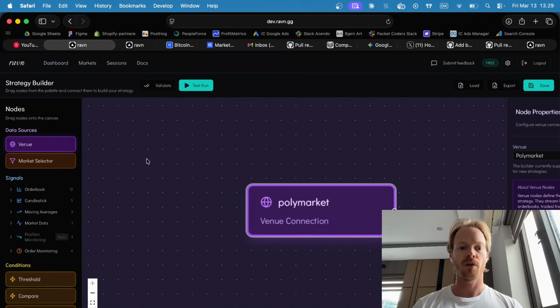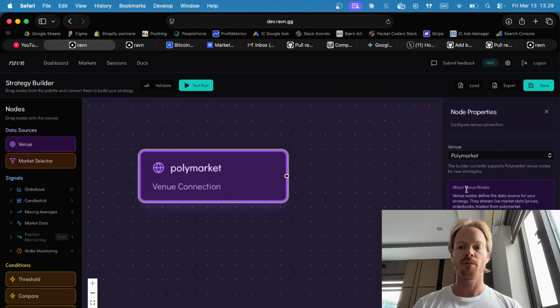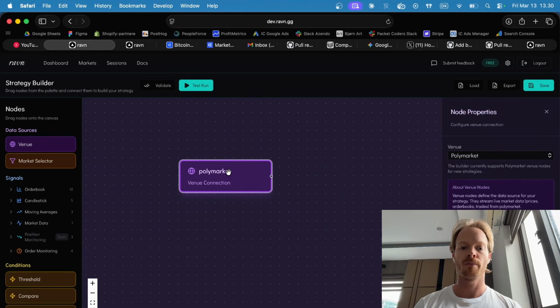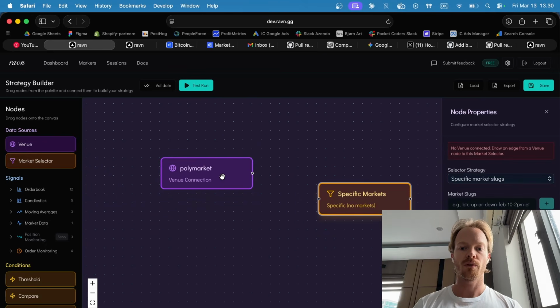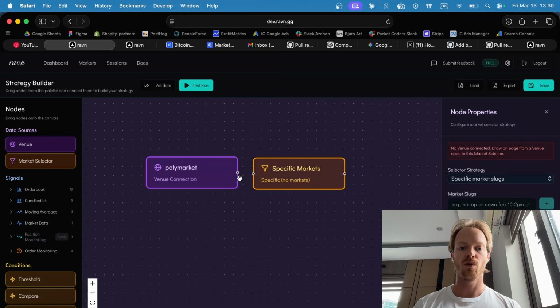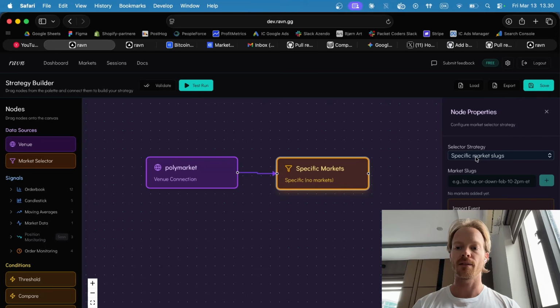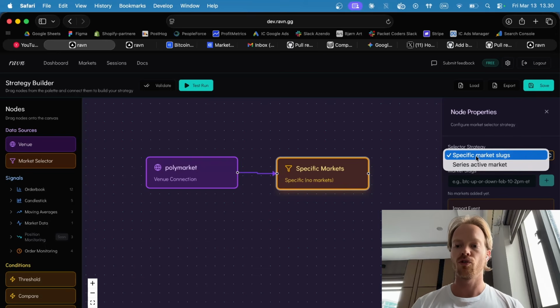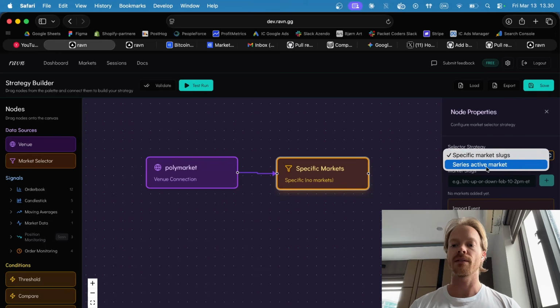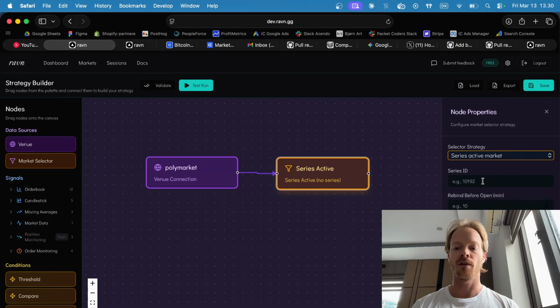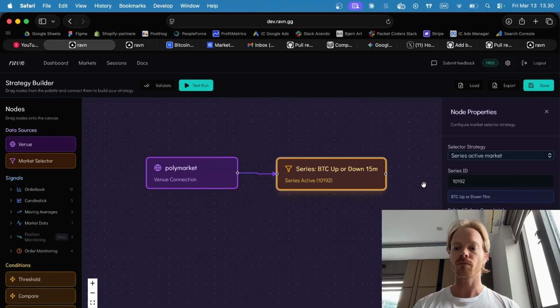So we start by dragging over the venue node, and from here you can select Polymarket. Polymarket is the only option for now, but we will have more coming later. Then we can drag over the market selector node and connect it. The market selector node just defines what markets we will trade on. You can select specific markets, or you can select a series of markets, for example a Bitcoin 15-minute up and down or 5-minute up and down, and you paste in the ID like so.